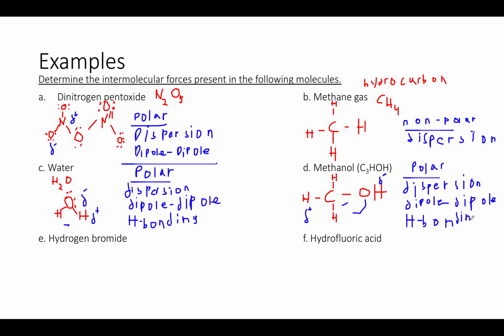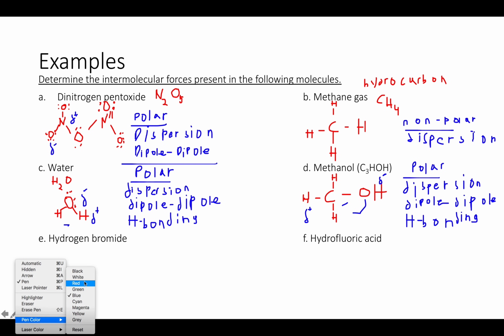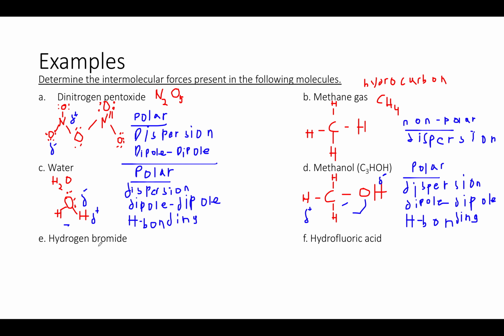So if you have hydrogen bonding, it's hard to break those bonds. So methane has very weak bonds. Dinitrogen pentaoxide has stronger bonds than methane, but not super strong. And water and methanol have very strong bonds. Very hard to break those bonds. That's why water has a little bit of a higher boiling point. Hard to break those bonds.